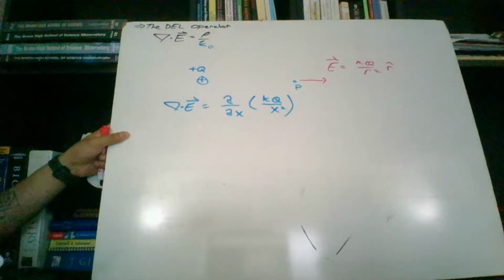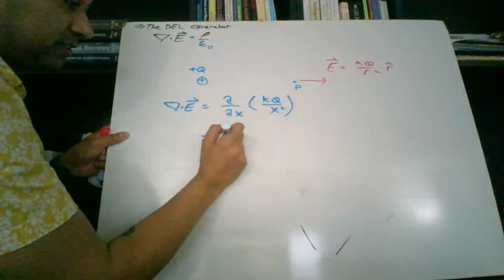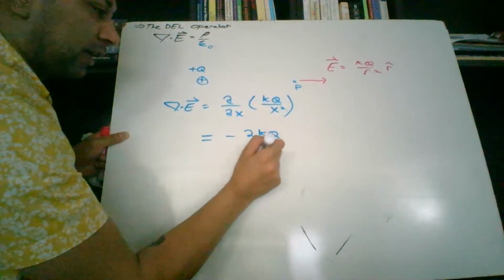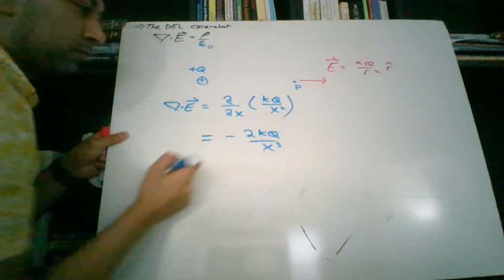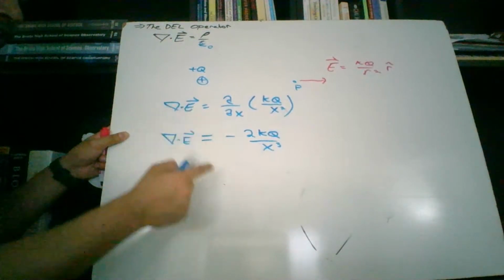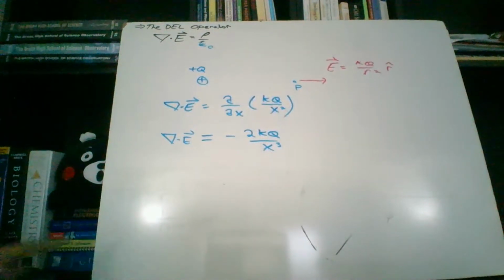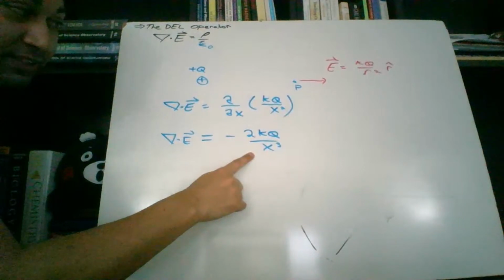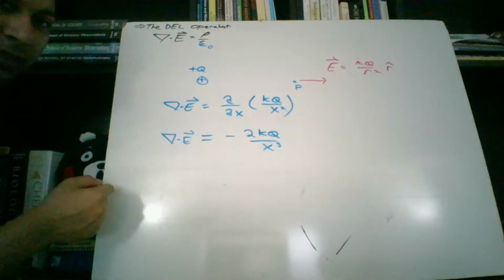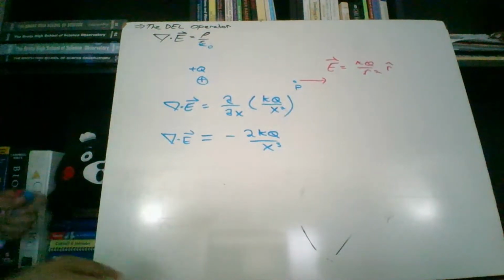You take the derivative with respect to x, and you end up with, what is the derivative of this? It's negative 2kq over x cubed. And so that's the divergence. So what does this mean? What does this divergence mean right here? It tells us how much the electric field is decreasing by, the rate of the electric field, or the flux, or whatever you want to call it. This is how much it's decreasing by as a function of position, not time, as a function of position.